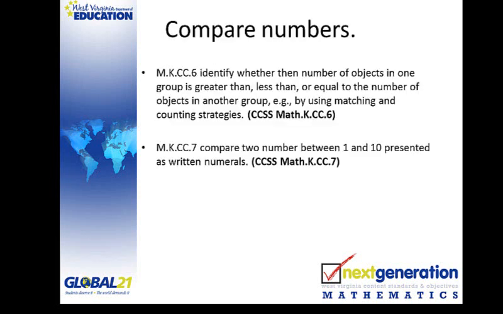The third cluster is comparing numbers. Once again, there is progression within this cluster. Students begin comparing actual objects using matching, followed by counting strategies. Then moving to compare two numbers written as numerals between 1 and 10. This is a complex task for a kindergarten student.